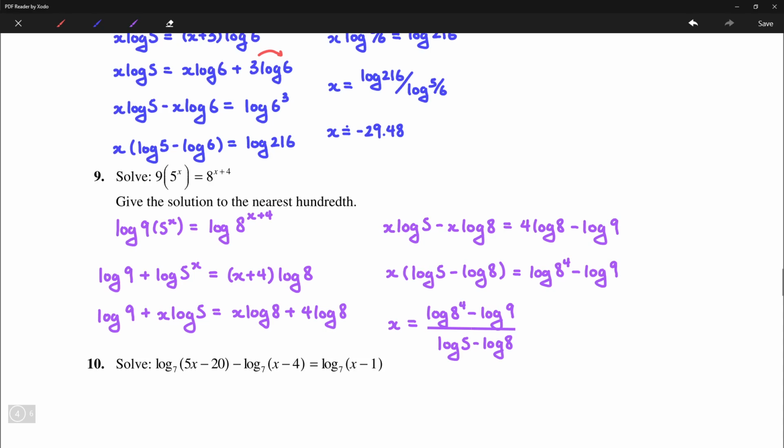And this could be evaluated using a calculator. And this would be negative 13.02 approximately.